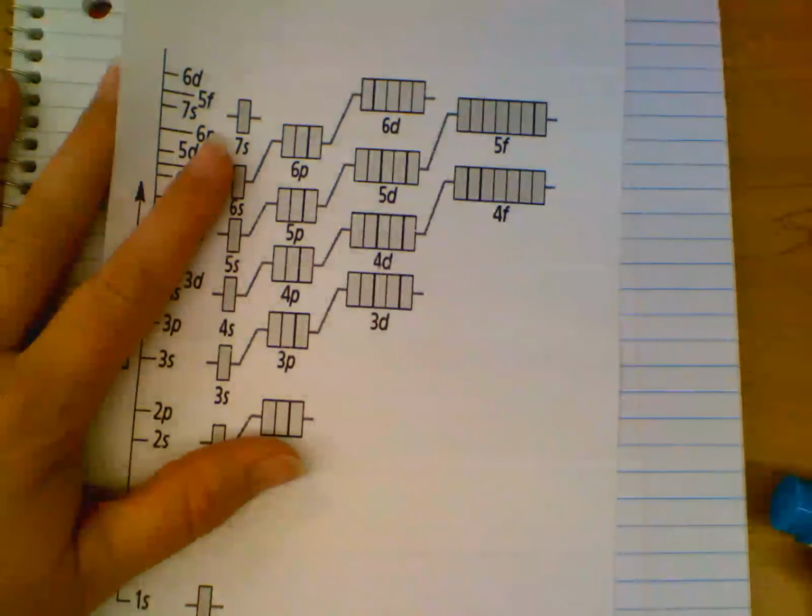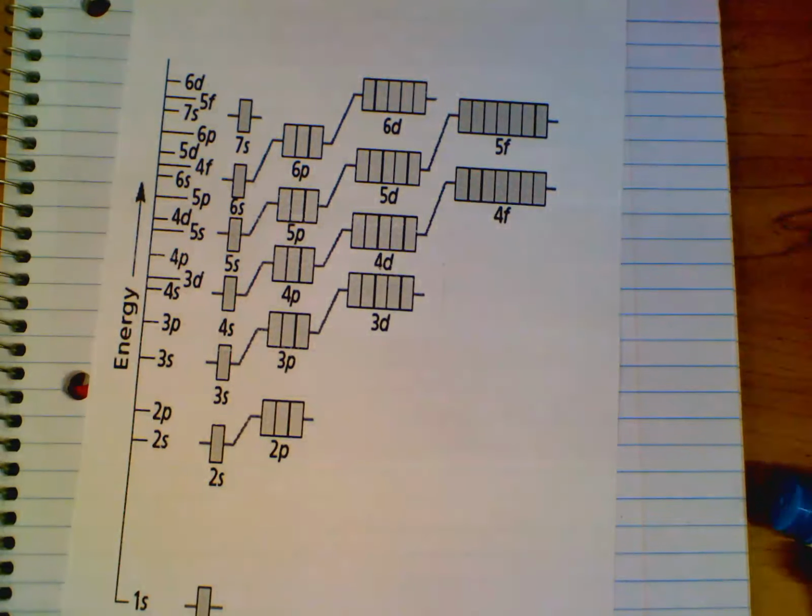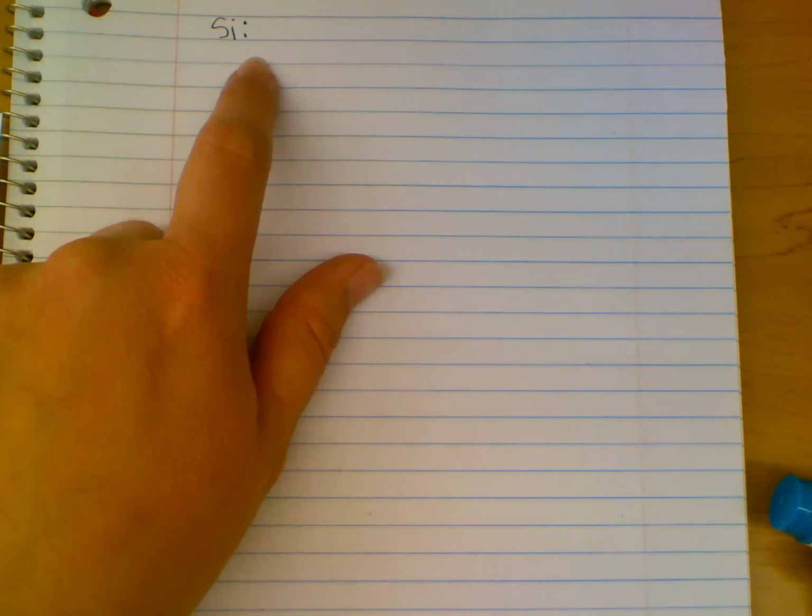So I want to show you now how to do electron configurations using what I just taught you. We're going to be using this table to do it. Let's say I want to do the electron configuration for silicon, Si. You're always going to start by writing the symbol for the element you're doing it for and then a colon afterwards. Then we need to know how many electrons silicon has.